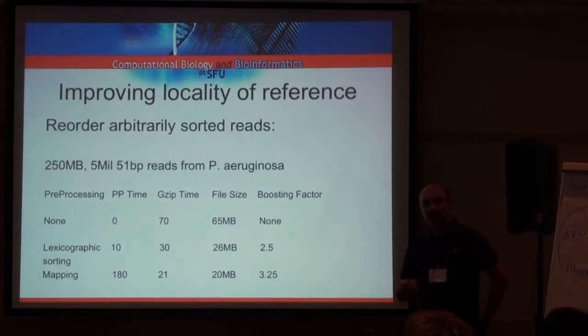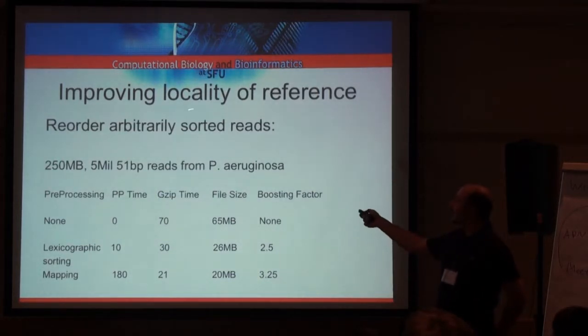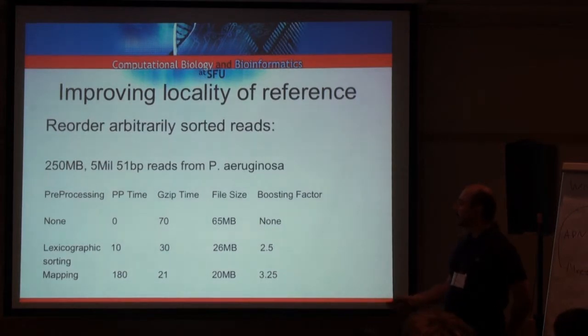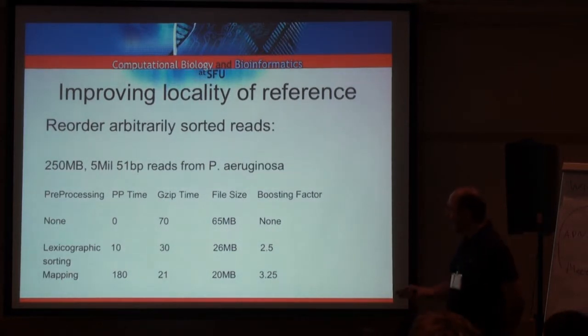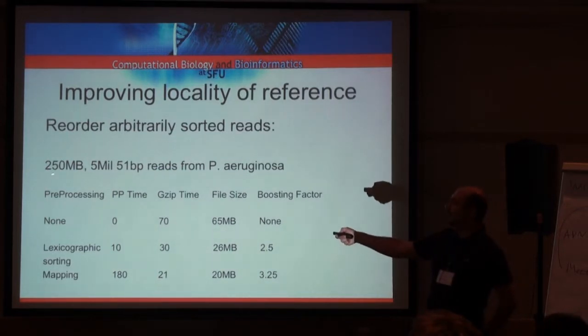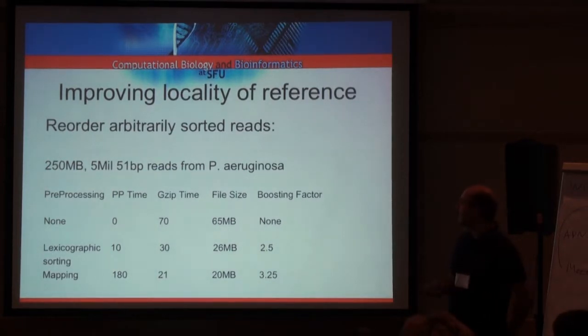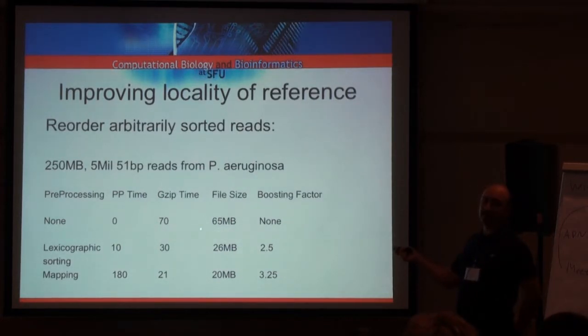The first thing that comes to our mind is to improve the locality of reference. If we don't do anything, this line shows the gzip performance on 5 million reads from this Pseudomonas genome. We are dealing with 51 base pair reads. The original file size turns out to be 250 megabytes, and gzip compresses it to 65 megabytes.